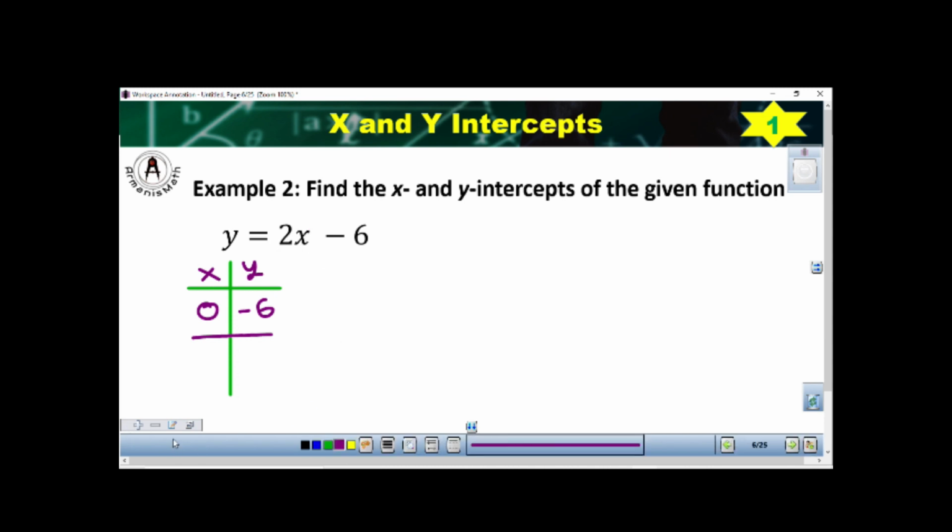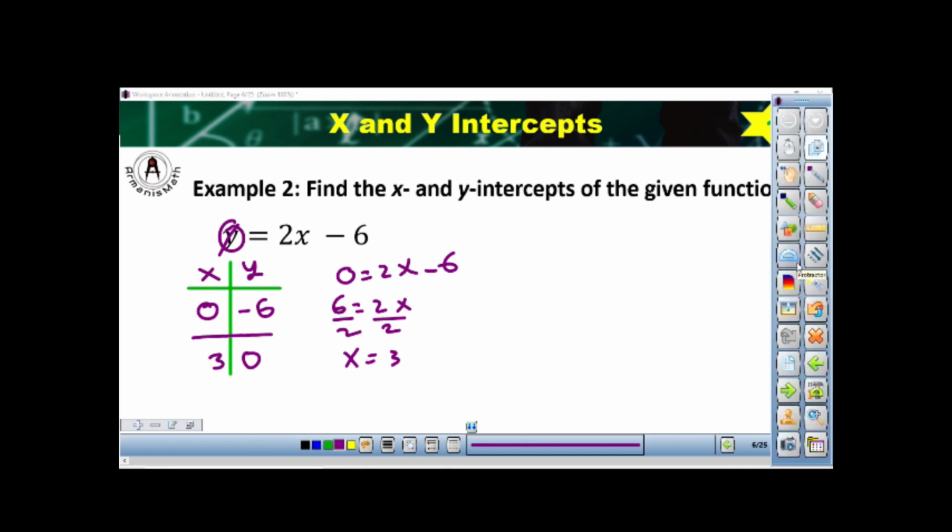You make y equals 0 because you want to find the x-intercept. So if I put 0 for y, that's going to make this thing 0. So 0 equals 2x minus 6. I add 6 to both sides. 6 equals 2x. So divide by 2 or multiply by 1/2. x equals 3. So I am touching the x-axis at 3.